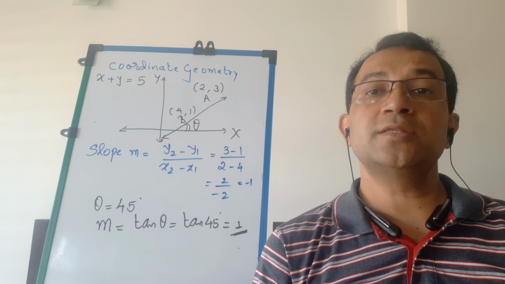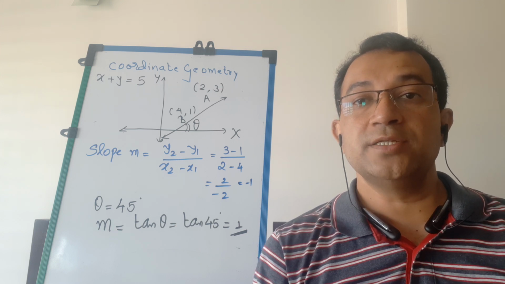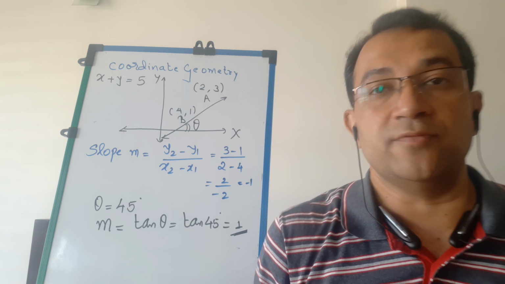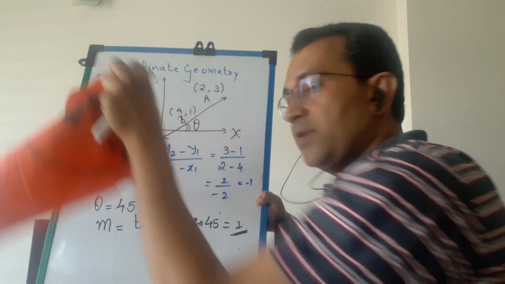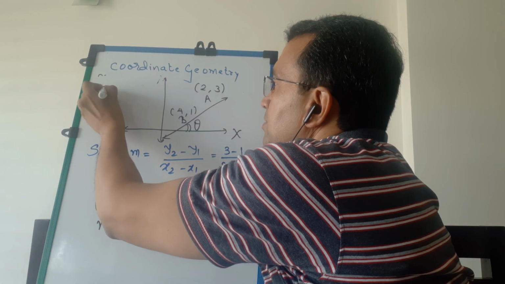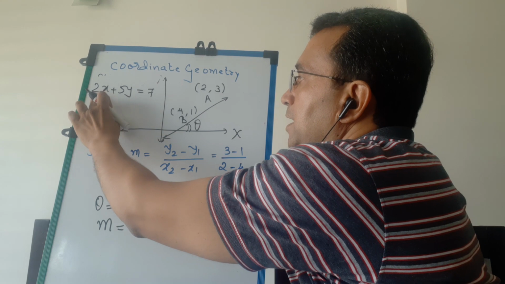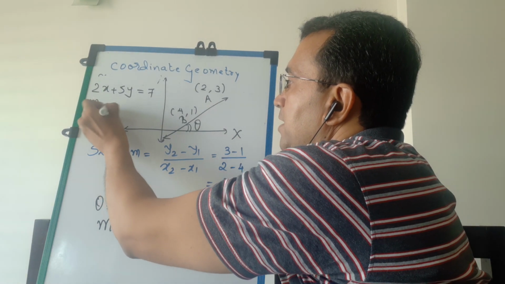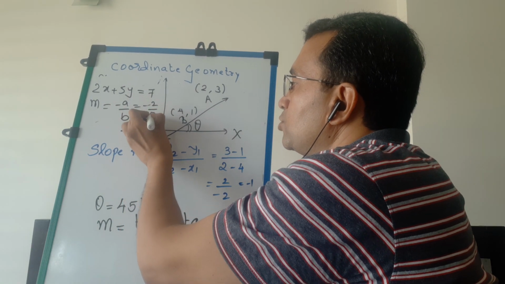And the third method is also there to find a slope, where we are taking the ratio of the coefficients of x and y. So the third method, suppose I am given a line in this form, 2x plus 5y is equal to 7. a is 2, b is 5. So slope is defined as m is equal to minus a by b, so minus 2 by 5.